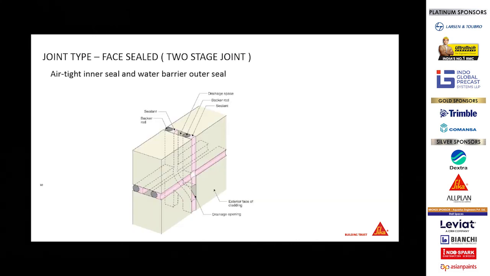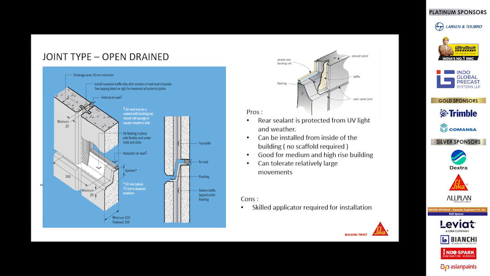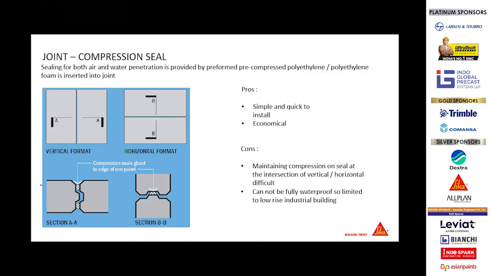Another type is where you have sealant applied both internally and externally: an airtight inner seal and a water barrier outer seal. This is preferred for high-rise structures, where you have a slot between the two precast panels and a baffle which acts as a barrier against water ingress. But for this, you require a very skilled applicator for installation. Third, one can go for a compression seal, where you have a preformed, pre-compressed polyethylene foam inserted into the joint. This is just like a gasket, simple and quick to install and very economical. But this is only suitable for low rise, not for high rise.